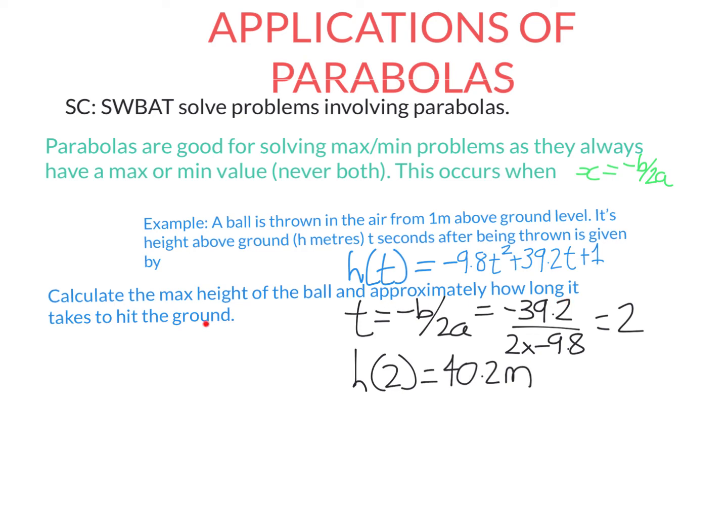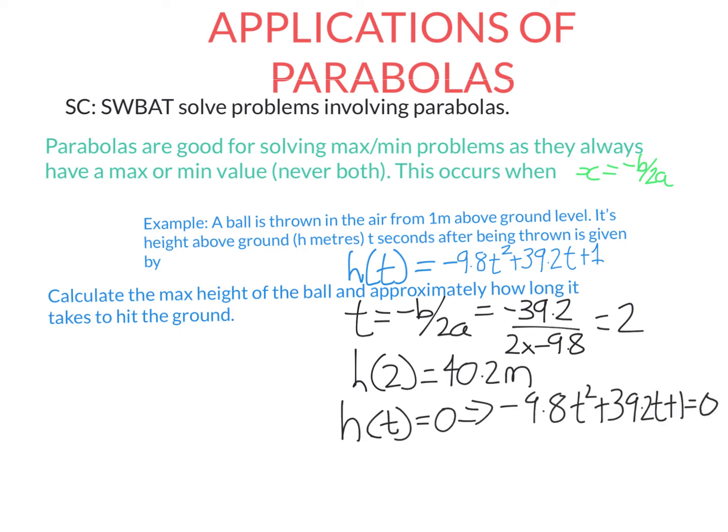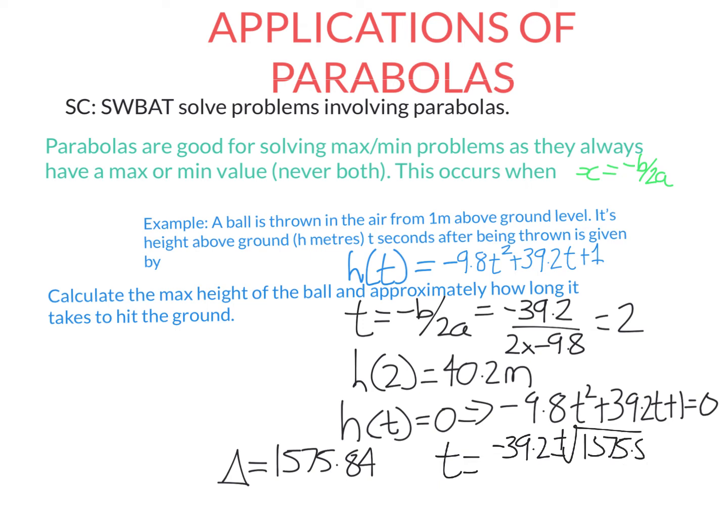So approximately how long does it take to hit the ground? Well, h(t) is the height above ground. So we want the height above ground to equal 0. So given the decimal numbers here, it's probably easiest for us to use the quadratic formula. So the discriminant here, b squared minus 4ac, 39.2 squared minus 4 times negative 9.8 times 1, gives us 1575.84. So we have t equals negative b plus or minus the square root of the discriminant, all divided by 2a. Note a is negative 9.8.